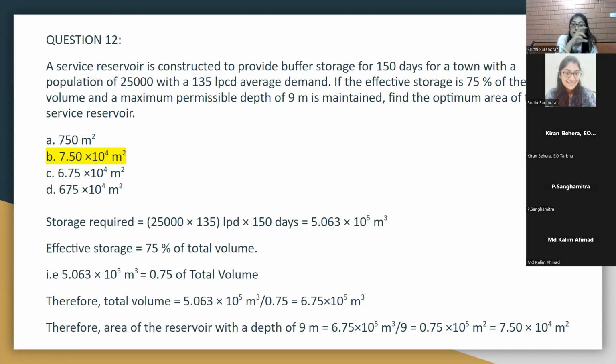And in that there is a 9-meter permissible depth. So when you divide the volume by the 9-meter permissible depth, you can get the area that is required for the service reservoir. This is again a design consideration, part of the design process.